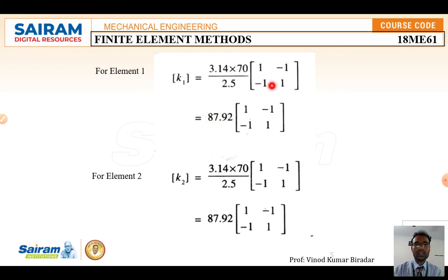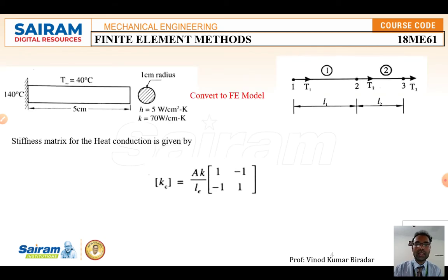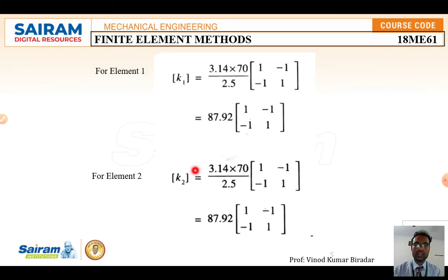Similarly, you have to calculate the second element. How you calculate the conduction due to the first element, calculate the conduction due to the second element. Again you substitute the same values here, 3.142 into 70, 2.51 minus 1. If you simplify, you are going to get 87.92 1 minus 1 minus 1. This belongs to element number 1, and this belongs to element number 2, due to the conduction, not convection.